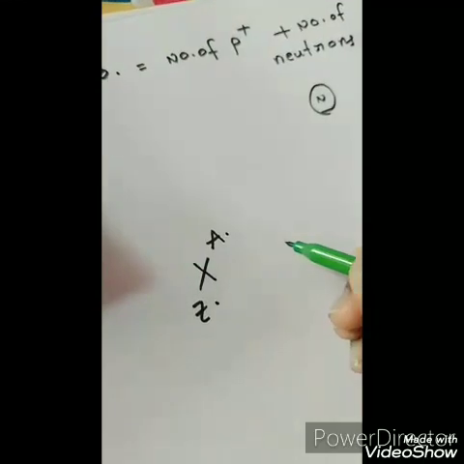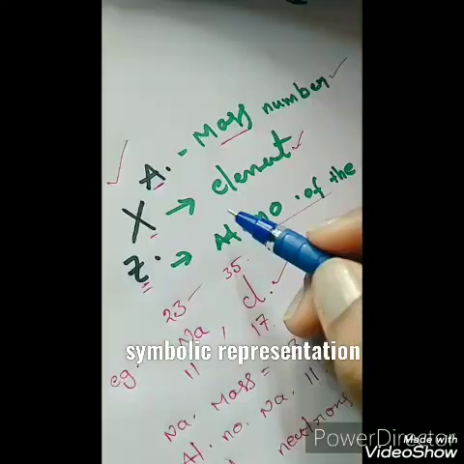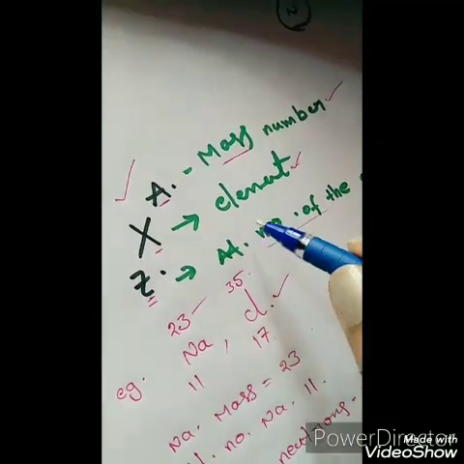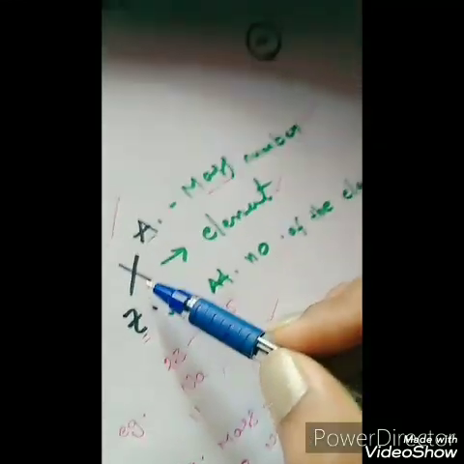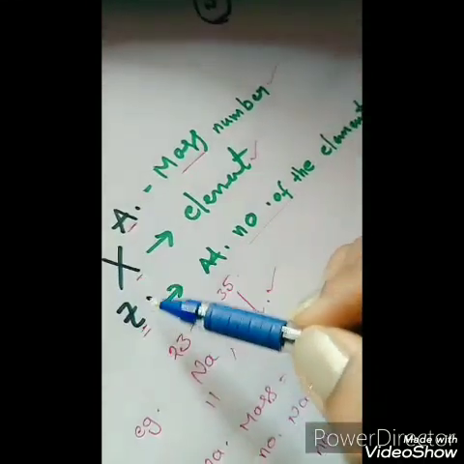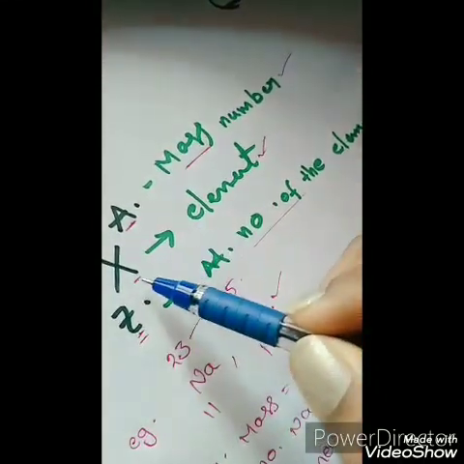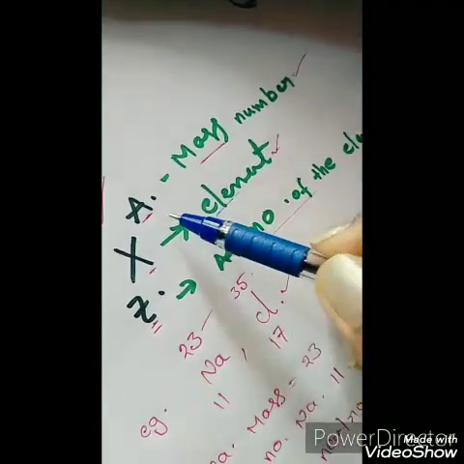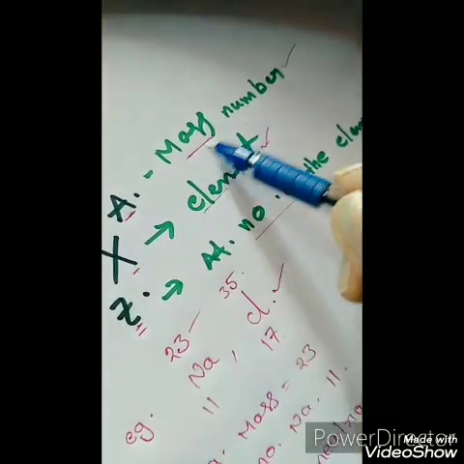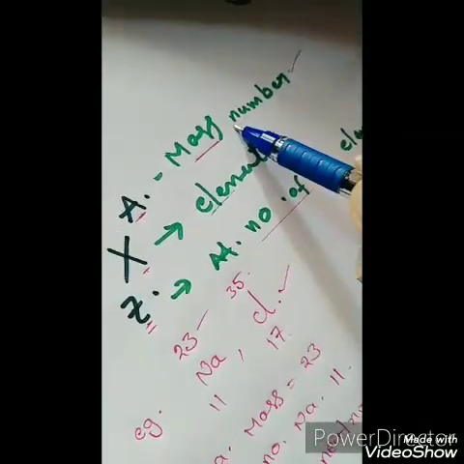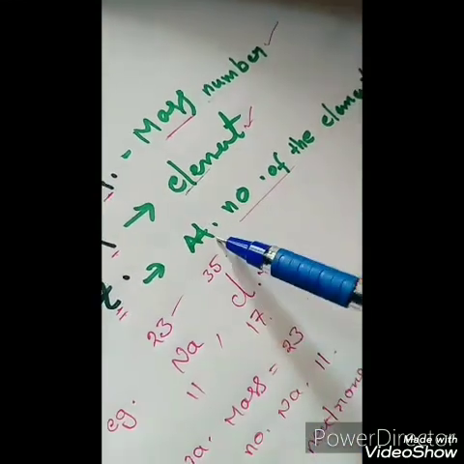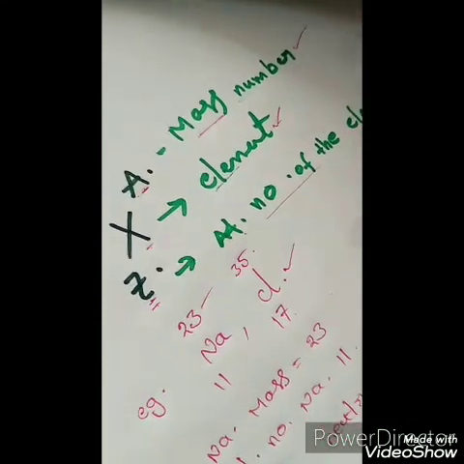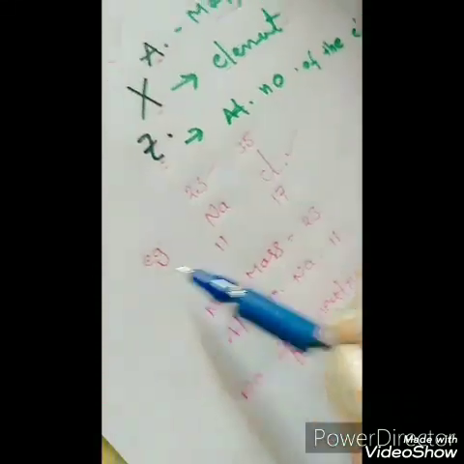Let us see the symbolic representation of the element. That means if you take X with Z and A, instead of X you can take any element as an example. In this, A represents the mass number of the element and Z represents the atomic number of the element. I'll show you with the examples, dear students. Let us see the example.